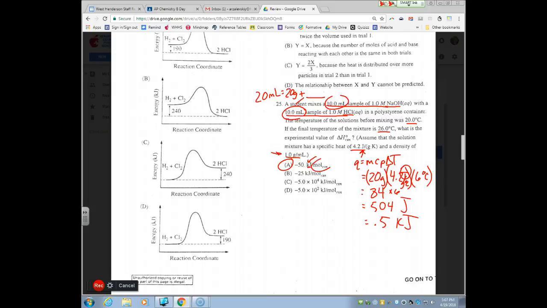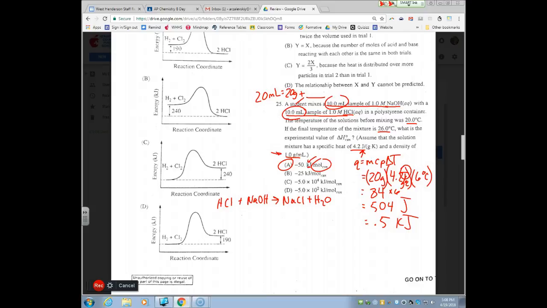Now we have to deal with this per mole. Usually when we look at a situation like this where we have an acid and a base reacting, the per mole part is per mole of water produced. So if I look at this and I have HCl and NaOH, it's going to react to form salt and water.